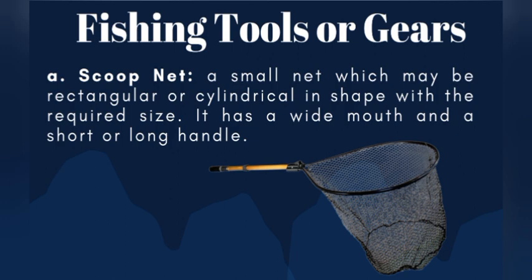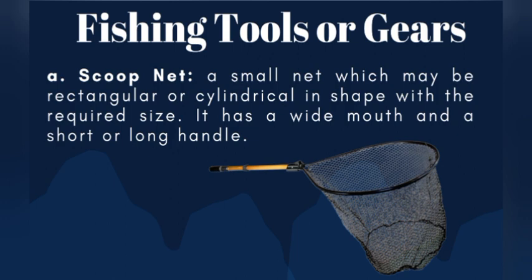Then the fish will enter the net, will enter the basket. When the fish enters the basket, you lift it up. By the time you lift it up, the water will begin to gush out from the holes, the mesh around the basket, while the fish will now be left only inside the basket. Be sure to take note of that.